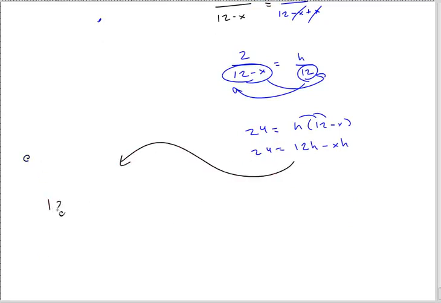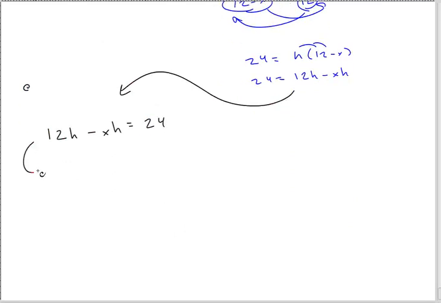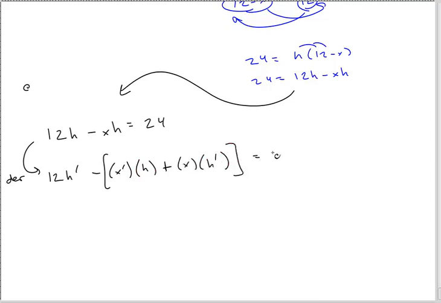Okay, so let me just rewrite it. 12h minus xh is equal to 24. Okay, so now I want to find the derivative, and this is going to be implicit, so that's okay. I got 12h prime minus, and this is product rule, so derivative of the first is going to be an x prime, and then we got an h, and this minus sign distributes to both of them. I'll do that here in a second. So I leave the x alone, and then I got an h prime, and then equals 0.